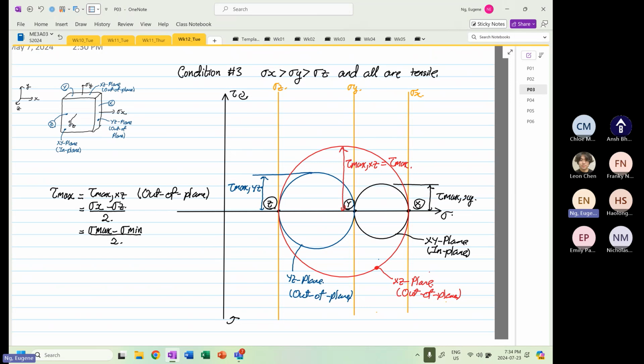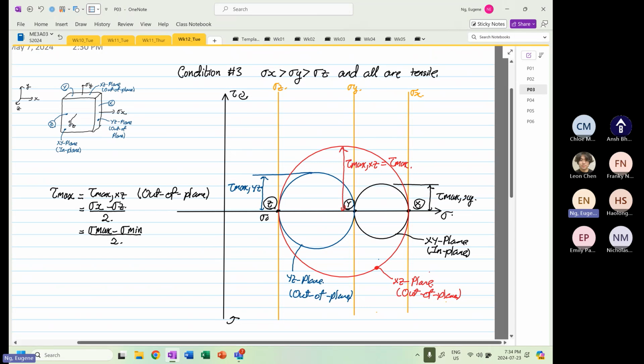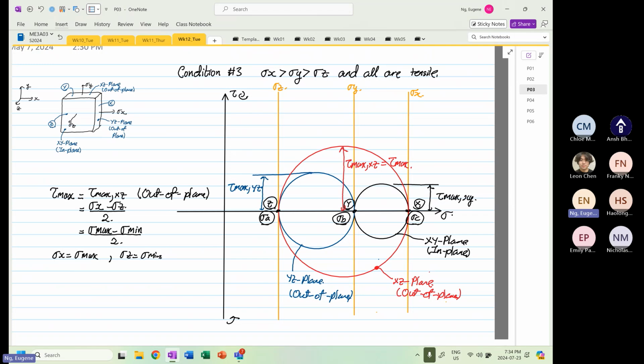So we can see from here again, we're going to label this stress A, stress B, and this is stress C. Okay, and what I've done is stress max or stress X is equal to stress max, and stress Z is equal to stress mean. Okay, so we have these three conditions, and more or less you know how to construct a 3D Mohr's circle already based on these three conditions.